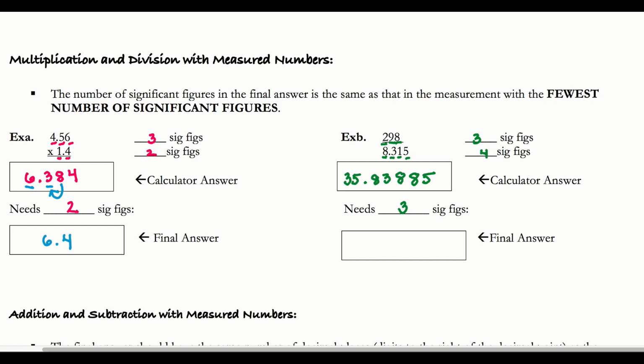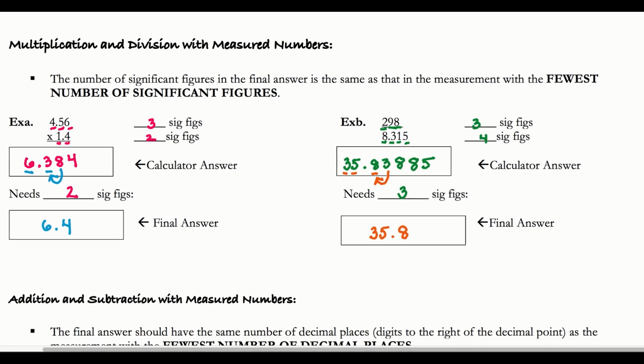So if I were to round, I want to keep the 3, the 5, and the 8. I need to see if the 8 needs to round up. It does not. It's going to round down, so it stays 8. So I'm going to have 35.8 for my correctly rounded value. So that's the rule for multiplication and division.